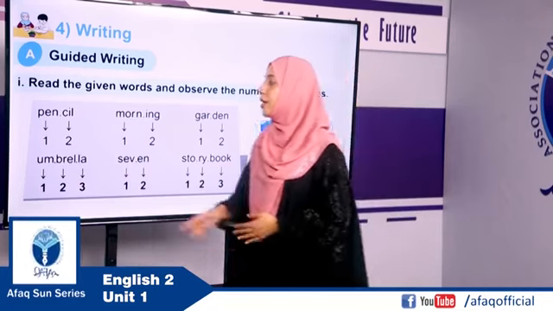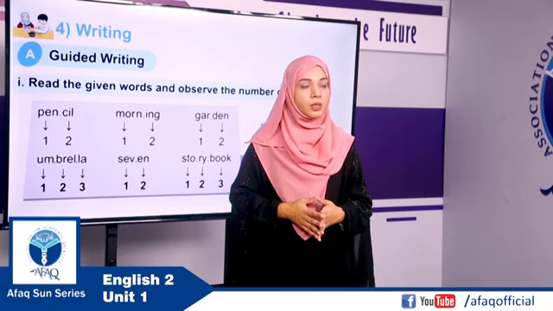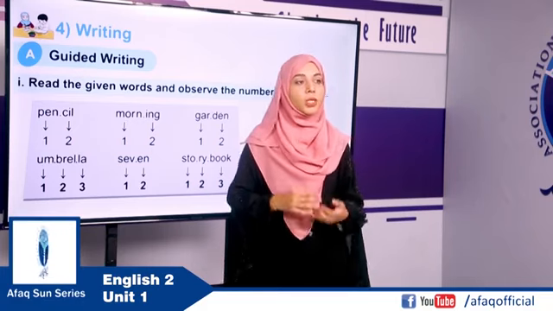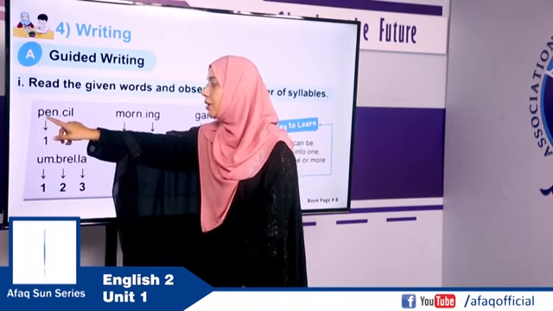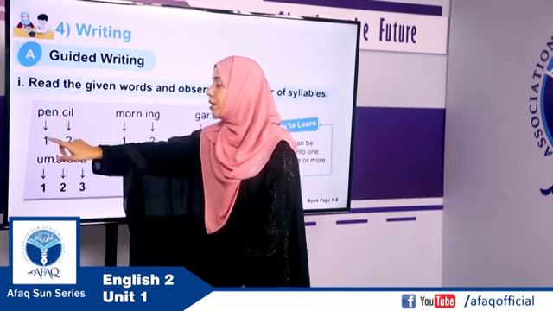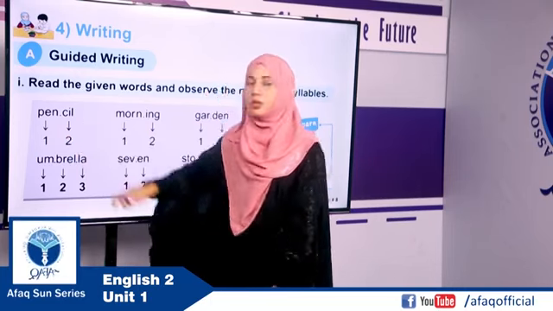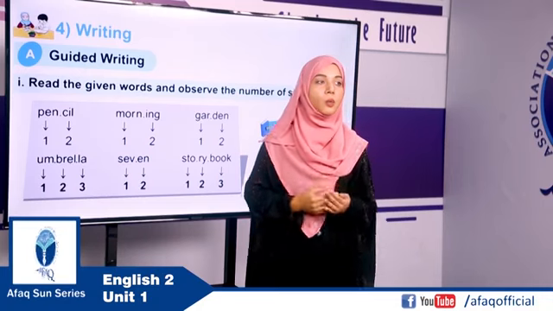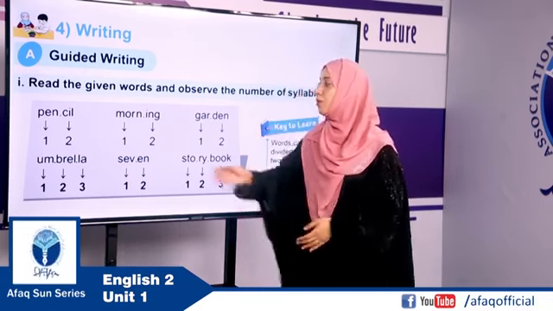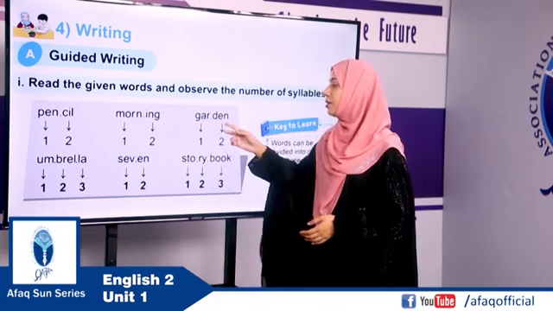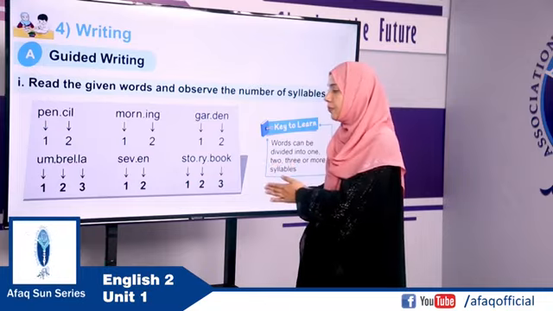The first word is pencil. Do you know how many syllables are there? There are 2 syllables in the word pencil. The first syllable is pen, P-E-N, pen. This is 1 syllable and sil is the second syllable. So there are 2 syllables in the word pencil. In the same way, the number of syllables in morning and garden are 2. There are 2 syllables in morning and garden.